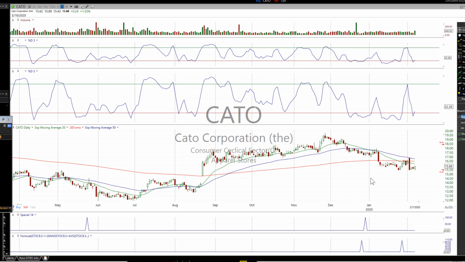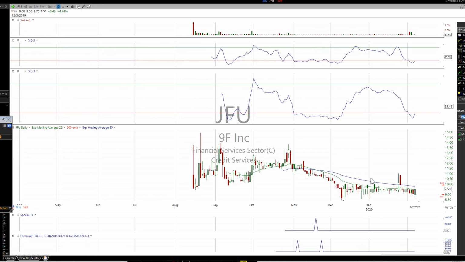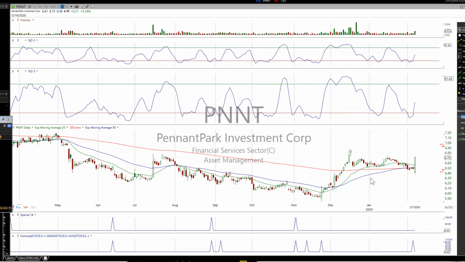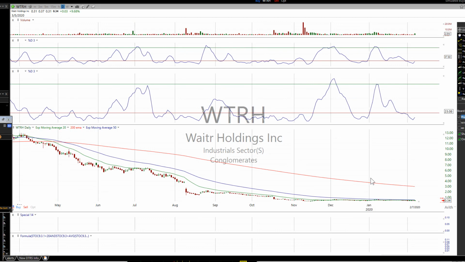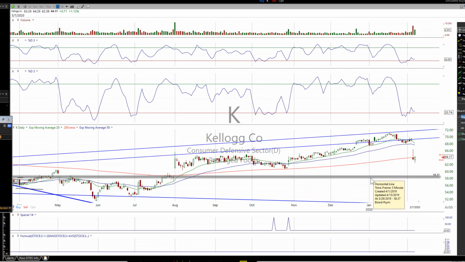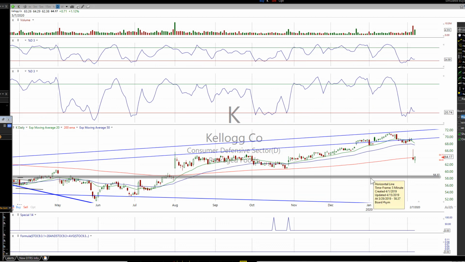Cato Corporation, don't know much about that one. We'll just skip over that. AV, and again, JFU, don't know much about that one. And then we get lower in the price, and we kind of don't pay attention to these that are real cheap. So Kellogg and Kraft Heinz both fit in that criteria.